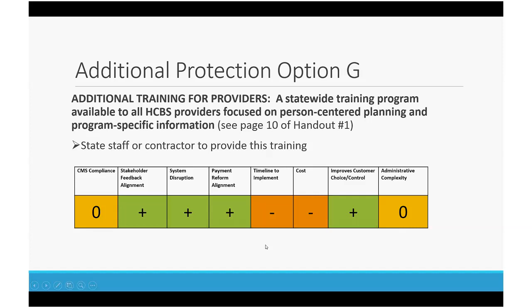And the final additional protection is option G, and that would be having additional training for providers so that case managers have good training around conducting person-centered planning, and also ensuring that people are providing the full range of options that are available within a specific program. And again, this could potentially be done by state staff or a contractor to provide this training. So those are all the additional protections that we're thinking about. And again, we like to hear what you might like about those additional protections, or what concerns you have for those.